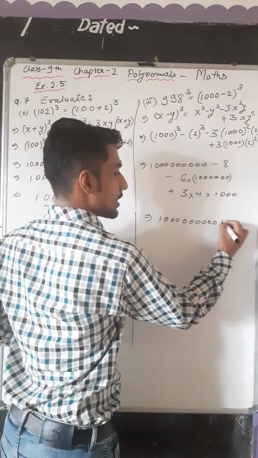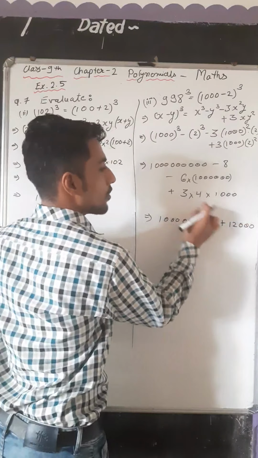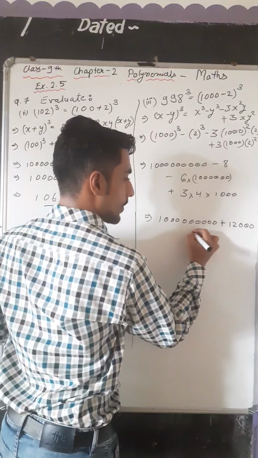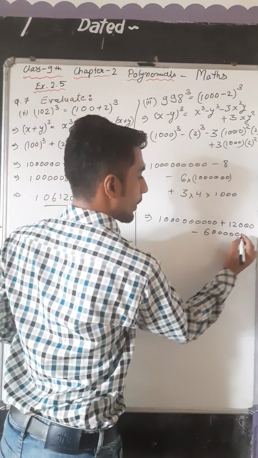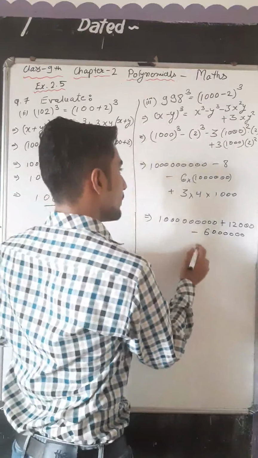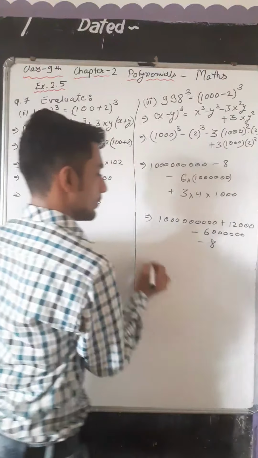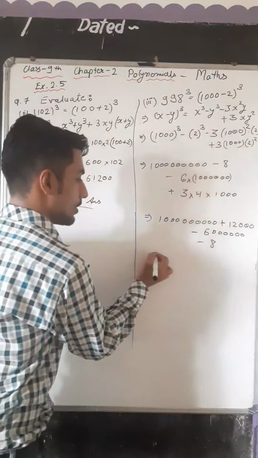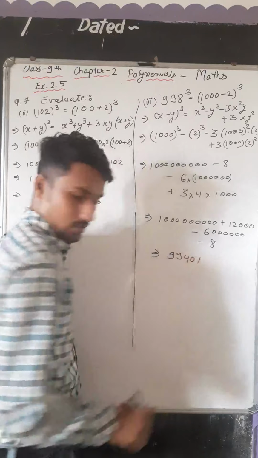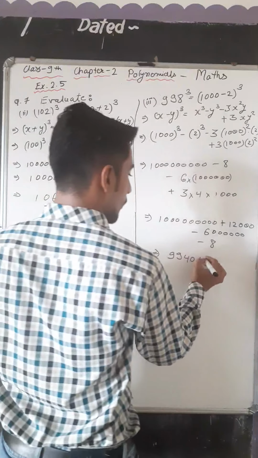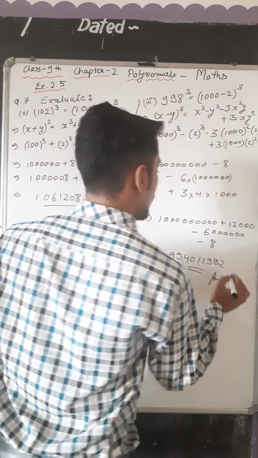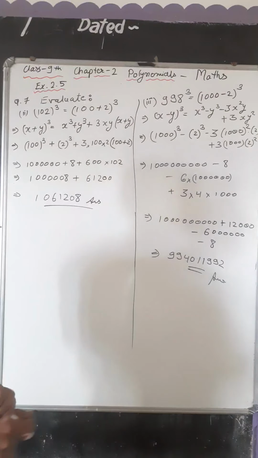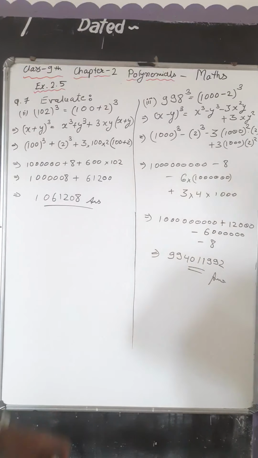Write the plus terms together. 3 fours are 12,000, minus this is 60 lakhs, 6 zeros, and minus 8. The result of this will be 994,011,992. Okay, this will be the result of this. Thank you very much.